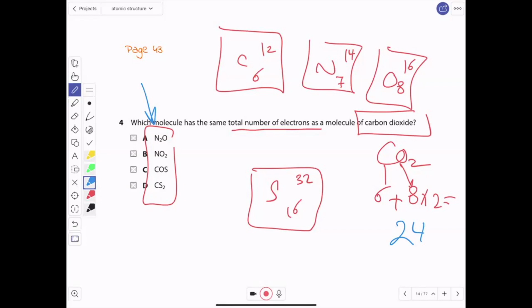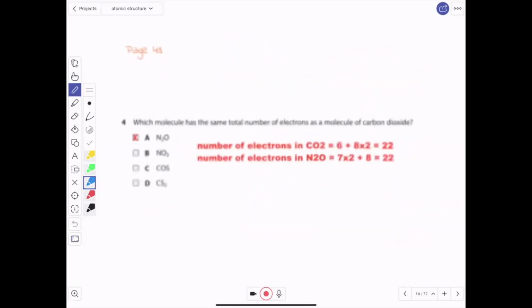Sir, I think it's 22, not 24. You sure? Yeah. 6 plus 16. Oh yeah, you are absolutely right. Yeah. 6 plus 16 is 22. You're right. So which one of these is 22? A. It is a good one.